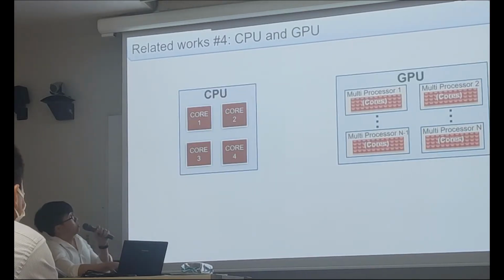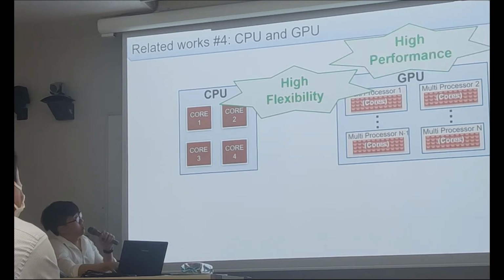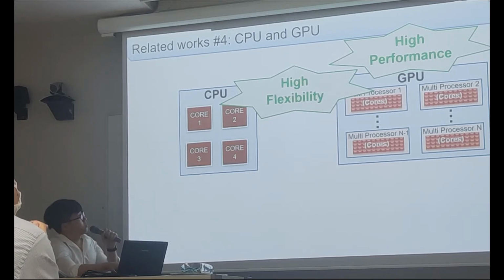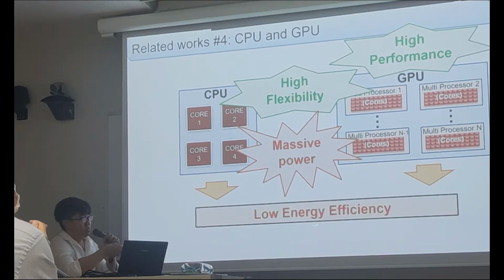In the final one, the CPU or GPU, they have high flexibility, as I mentioned, and also high performance because they have a lot of cores and threads, but they consume a lot of power. This is the reason that they have low energy efficiency.